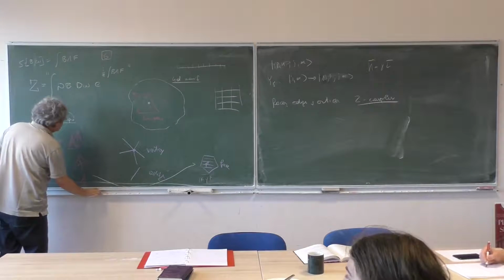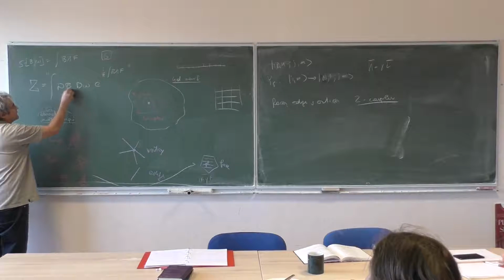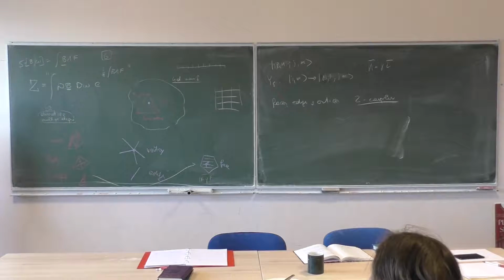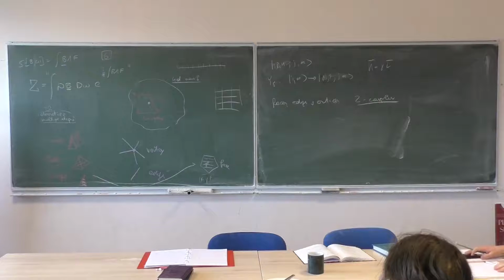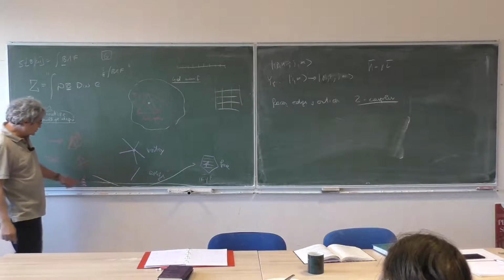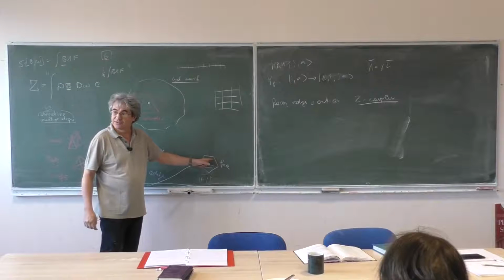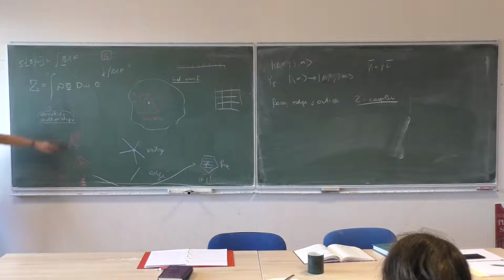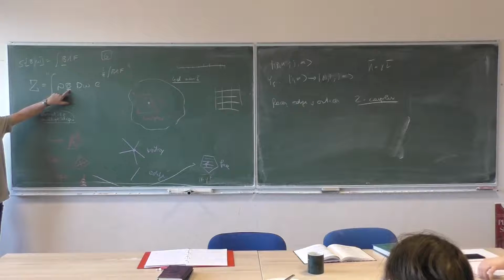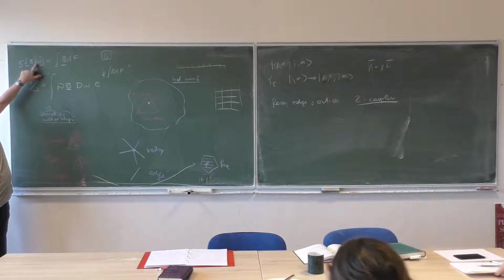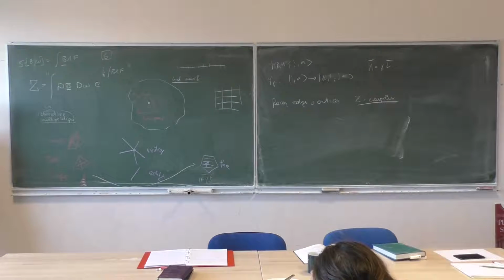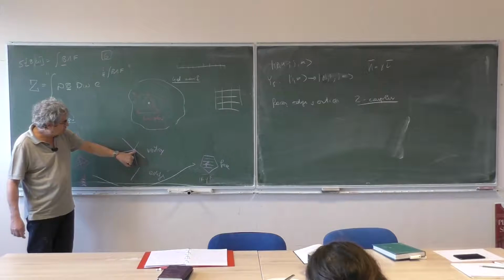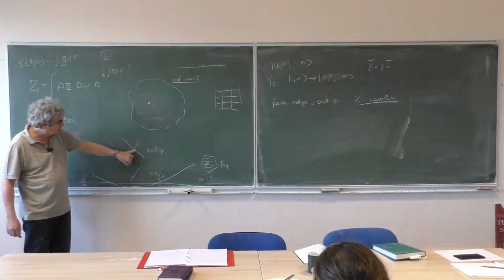Now, each B field, the B field is a two-form. So to discretize a two-form, you naturally integrate it on a triangle. So to each triangle, which means to each face, you can associate a discrete version of B. And a connection is a one-form, so you can naturally integrate the connection along lines. And the obvious way is to integrate along these lines.